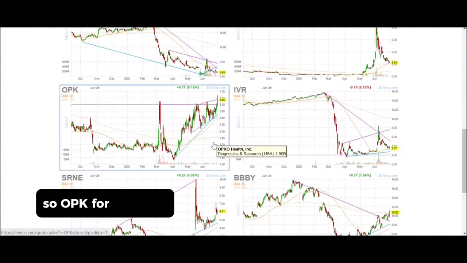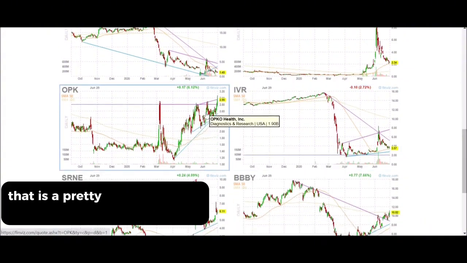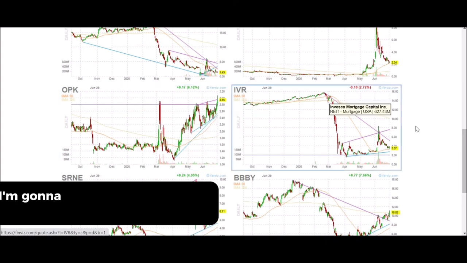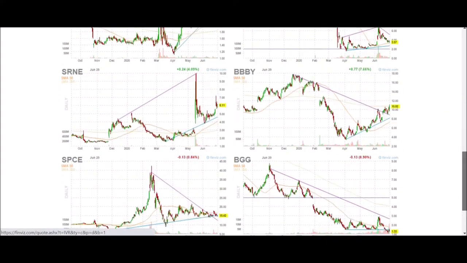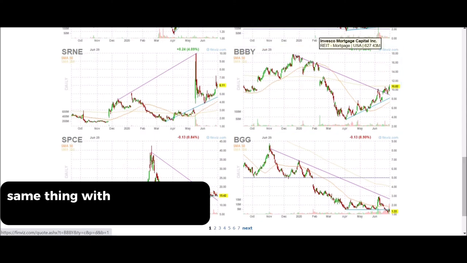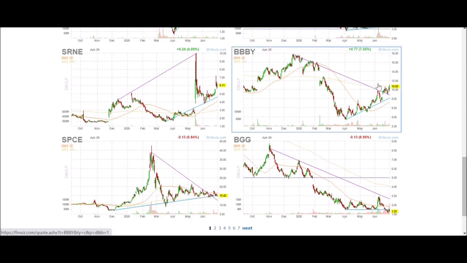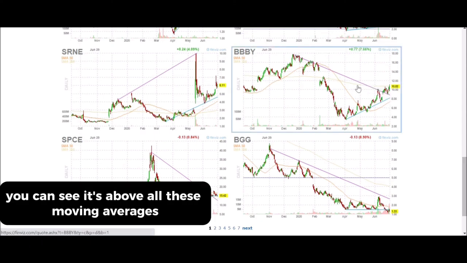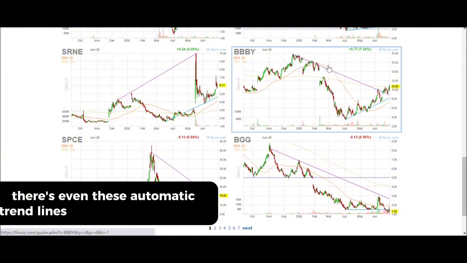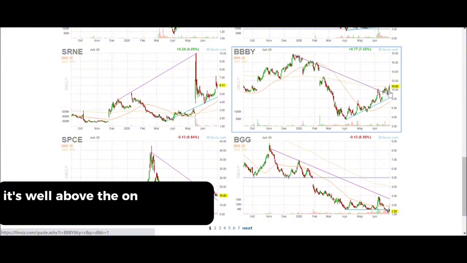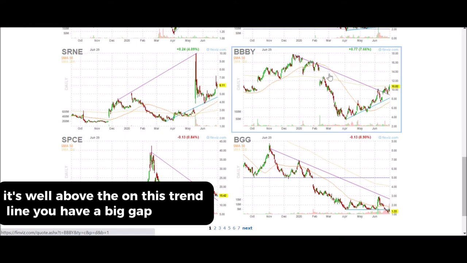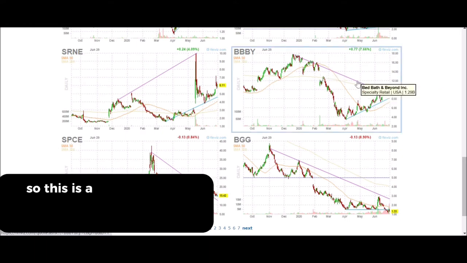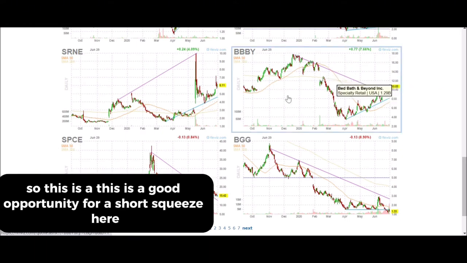OPK, for example, is a pretty bullish looking chart at a glance. I'm going to come back and look at that. Same thing with Bed Bath & Beyond. You can see it's above all these moving averages. There's even these automatic trend lines that they put in Finviz. It's well above this trend line. You have a big gap up here, so this is a good opportunity for a short squeeze.